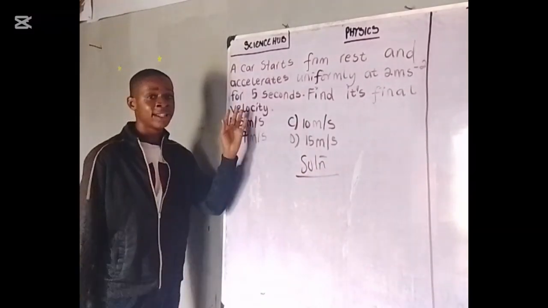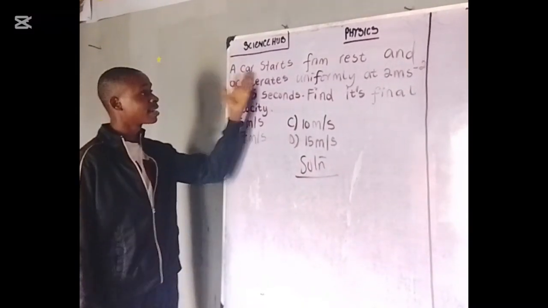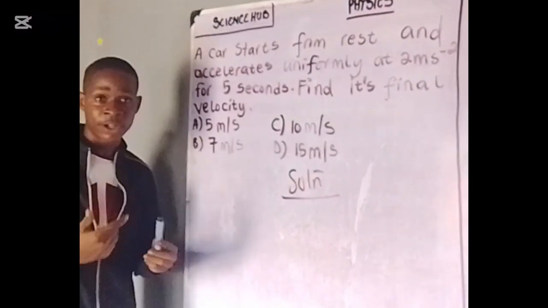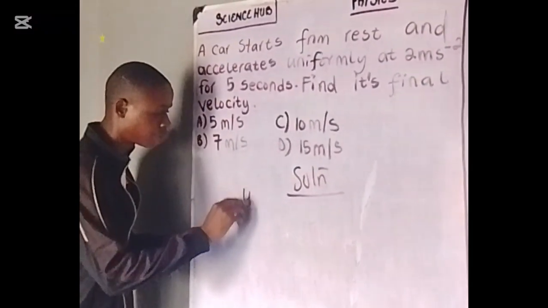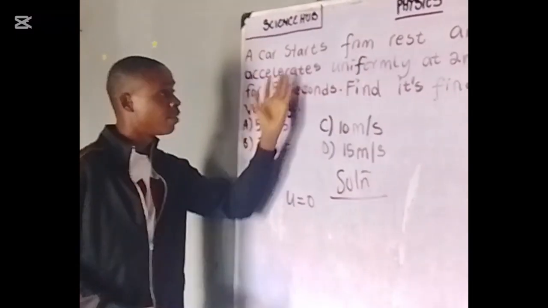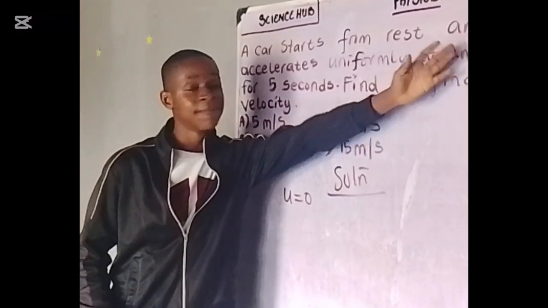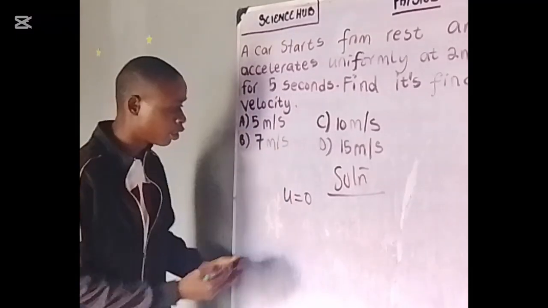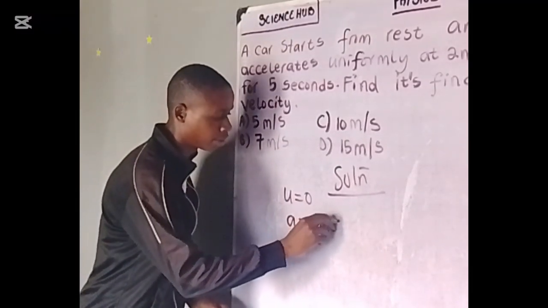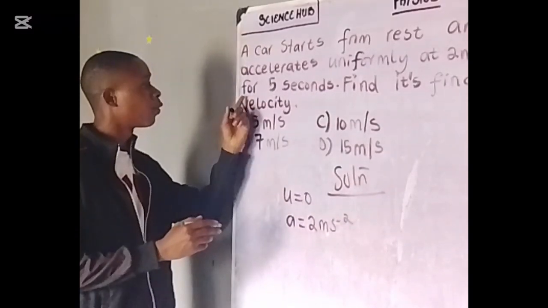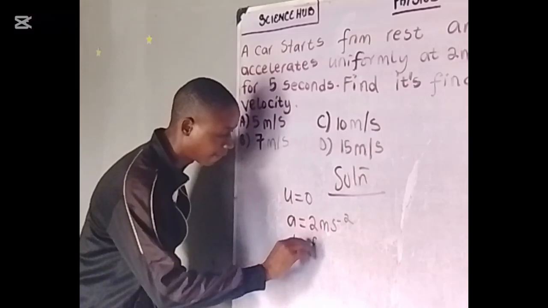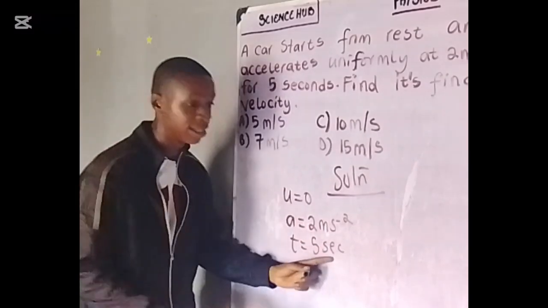Alright, so let me write out the parameters I have. A car starts from rest. Whenever you hear from rest, it means that the initial velocity is 0. So I will say u is equal to 0. That is from rest. And accelerates uniformly at 2 meters per second square. That is its acceleration. So I'll give its acceleration 2 meters per second square from the question. Also, for 5 seconds, that's the time. So the time here is 5 seconds. Let me abbreviate the seconds.